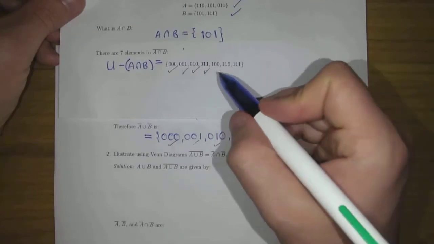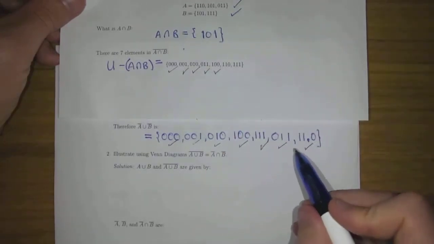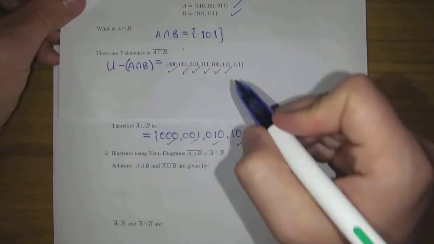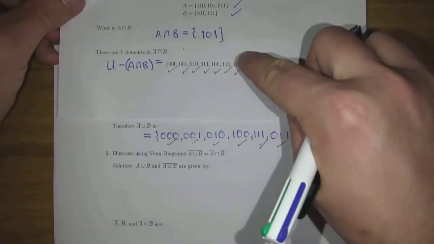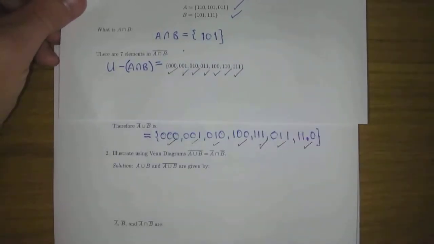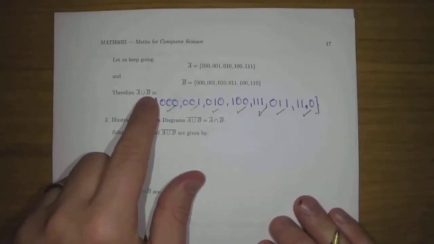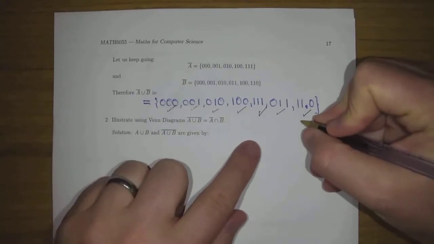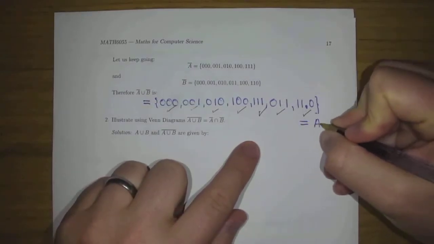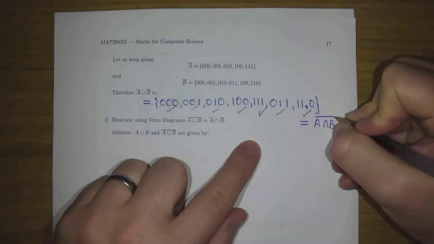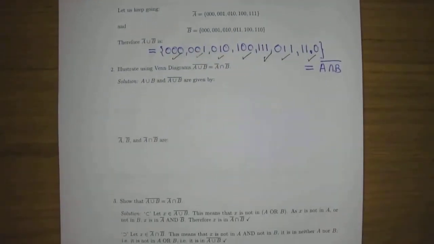100, 100, 110, and finally 111. So that shows this is a subset of this is a subset of this, they have to be the same. So we can investigate and show that in fact not A or not B is the same as not A and B. So that's a kind of investigation question.